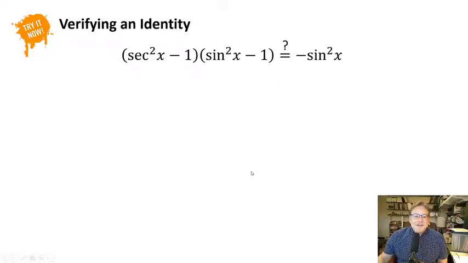All right, so do this problem, very, very similar to the one that we just did a moment ago. Take some time for this.